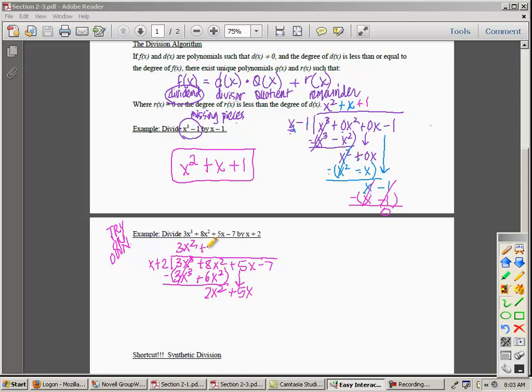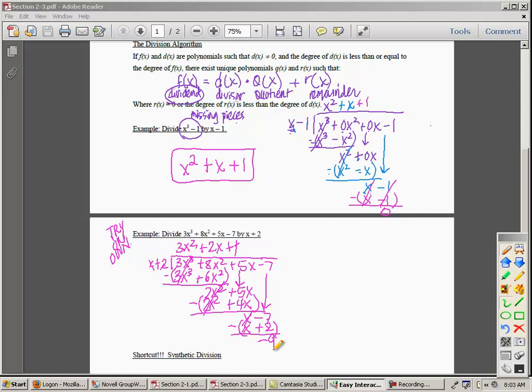X times 2x gets me 2x squared. So 2x squared and 2x times 2 is a positive 4x. So I subtract and get an x, drop down my -7. X times 1 gets me this x that's here. So I'm left with an x plus 2 when I take that 1 times x and 1 times 2. And I subtract. -7 minus 2 is -9.